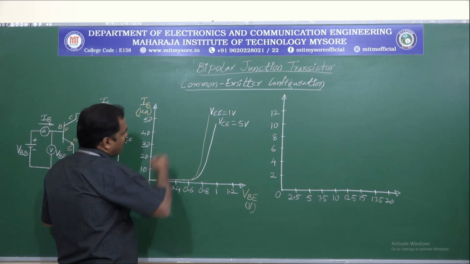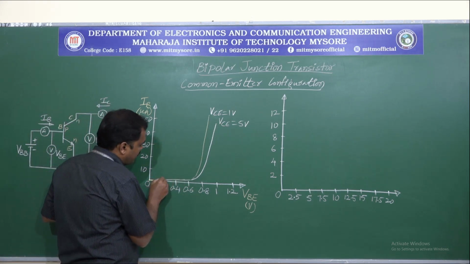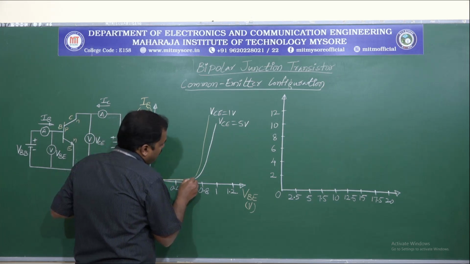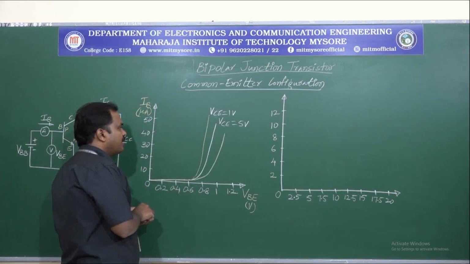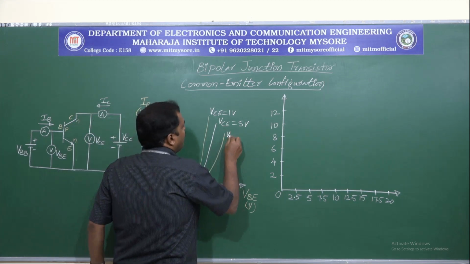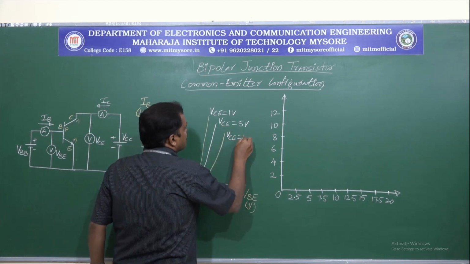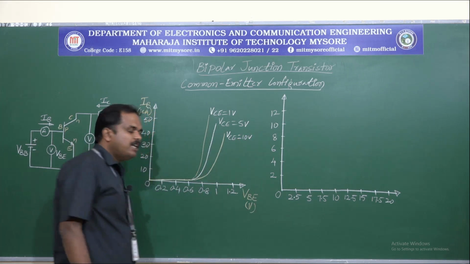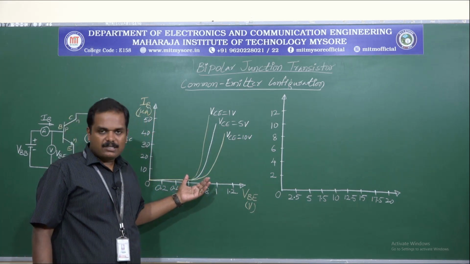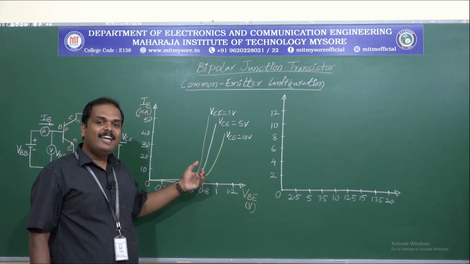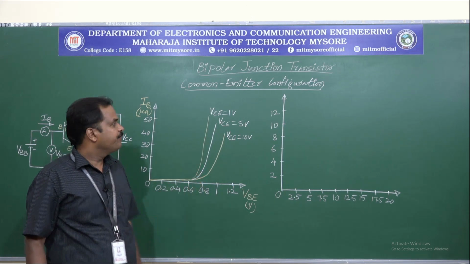And if I further change VCE, I may have something like this, a further reduced IB level. So this is for VCE equals 10 volts. So this is the input characteristics of common emitter configuration.